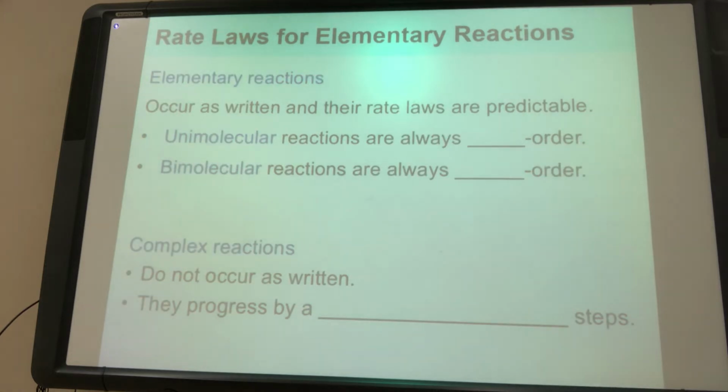All right, so when we're talking about our elementary reactions, these are the simple ones. These can occur as written, so A plus B, or A going to B plus C. We can just write them out as normal. And their rate laws are predictable. So unimolecular reactions are always going to be first order, and bimolecular reactions are going to be second order. First order because there's only one thing, second order because there's two things, uni and bi. So those are the easy ones that we've done pretty much this whole chapter thus far. That's what we've been working with so far this semester in this chapter.